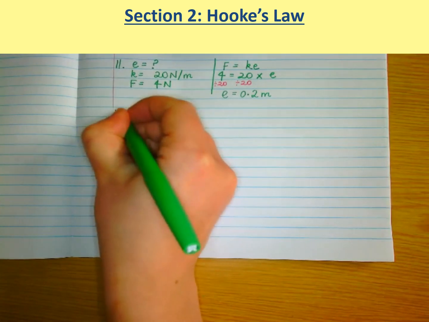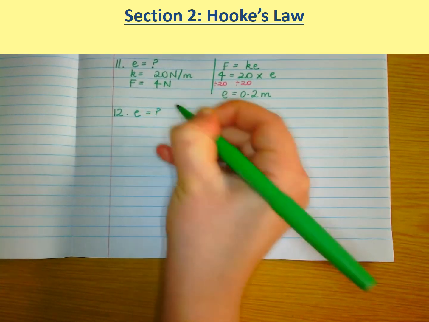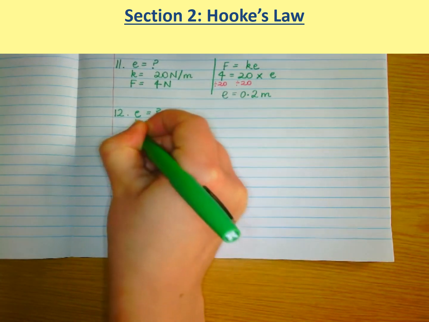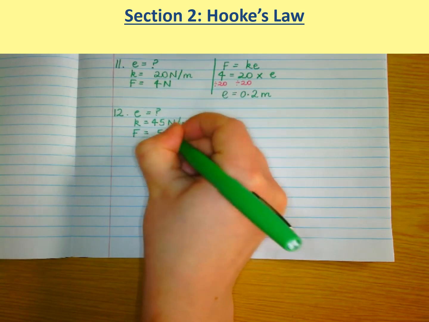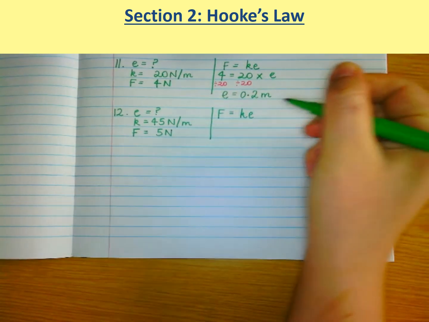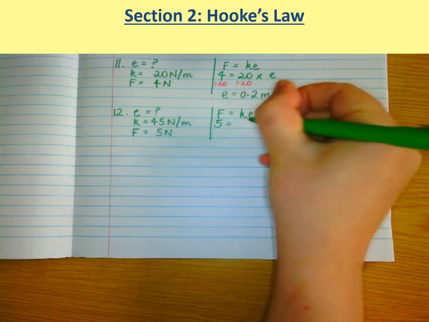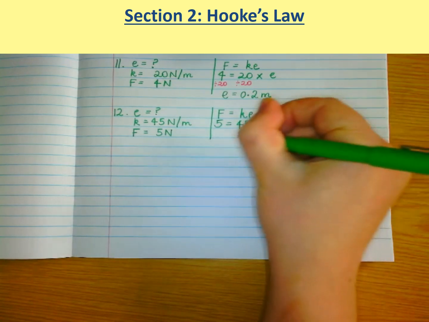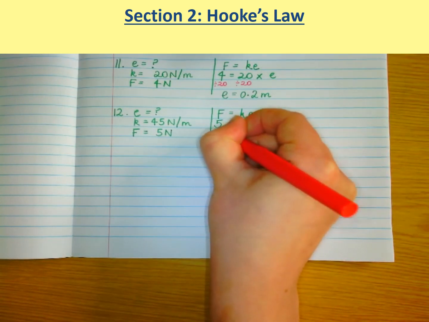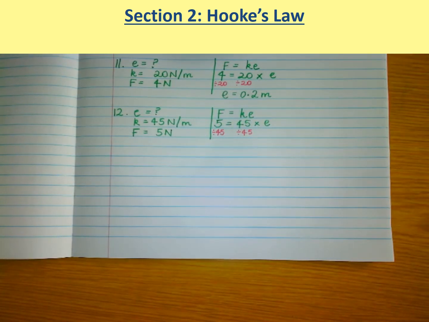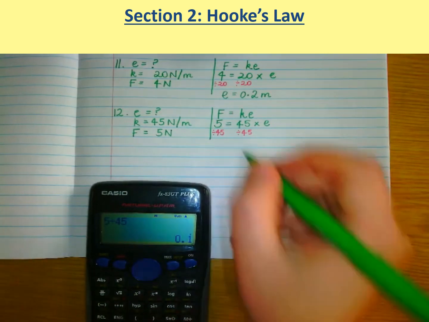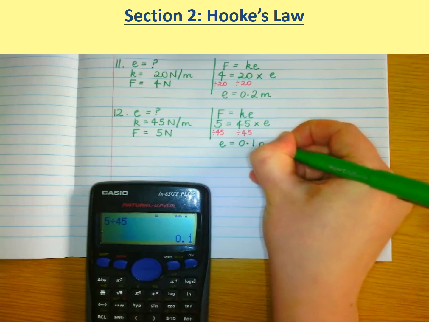Question 12. We need to find the extension when the spring constant of a spring is 45 newtons per metre and the force applied is 5 newtons. So exactly the same way to start, write out the equation in the same way, F equals KE, and we put numbers in, so 5 is equal to 45 times E. Now we divide both sides by 45 to get E on its own, and since 45 divided by 45 is 1, we can ignore that, and in our calculator do 5 divided by 45, and in decimal form that's 0.1 recurring, and so we can round that to 0.1 metres.